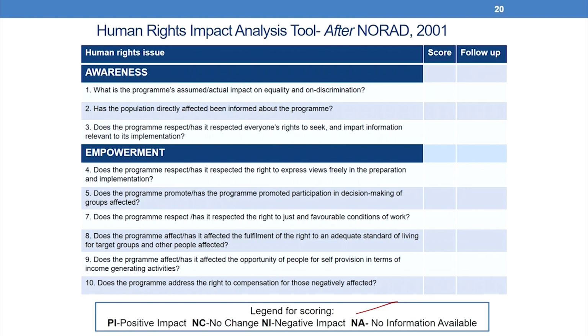And then you provide appropriate scores to this, and then follow up on each of these questions. If there has been a positive impact, you say that okay, there has been an impact here, but if there is no information available or negative impact, then we need to follow up that question on those counts and see why there has been no impact. Similarly, with regard to awareness questions, has the population directly affected been informed about the program? So, let us again go back to the example of NREGS that I was taking.